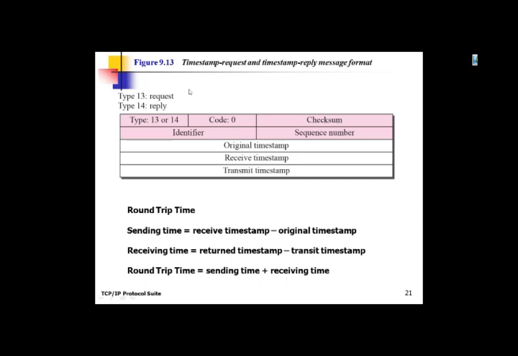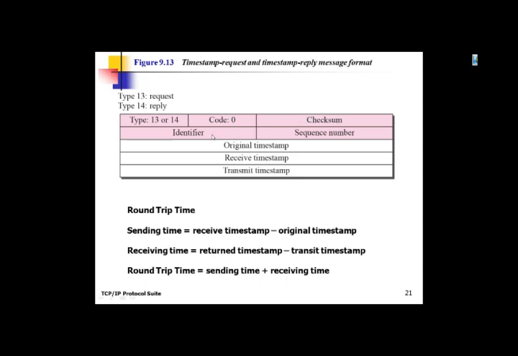So let's look at how we can use this. The timestamp request and reply format is this. Type 13 is for the request and 14 is for the reply. So if you are going to send an ICMP timestamp request packet, we are going to write type 13. The code will be 0. Then there's a checksum. And keep a note that these 4 bytes always remain the same.